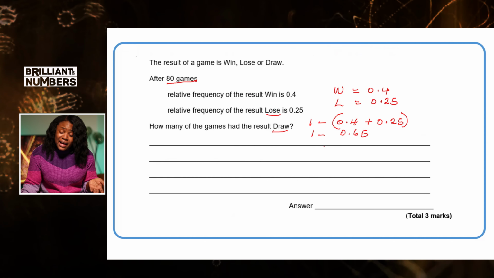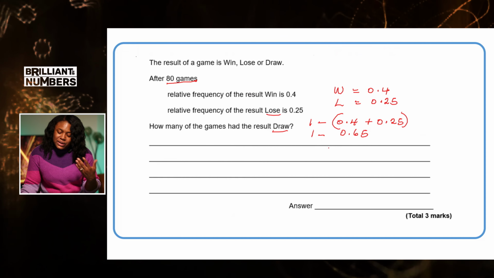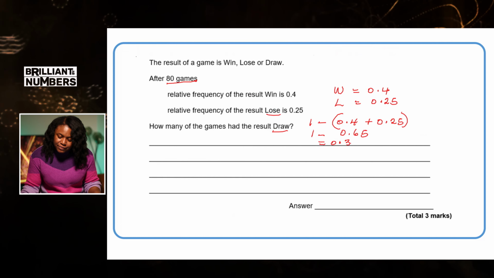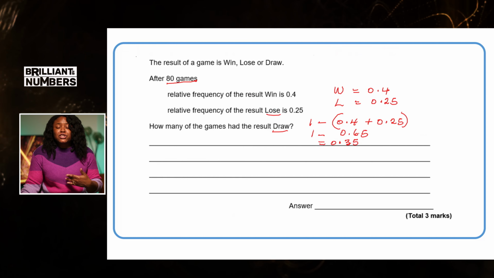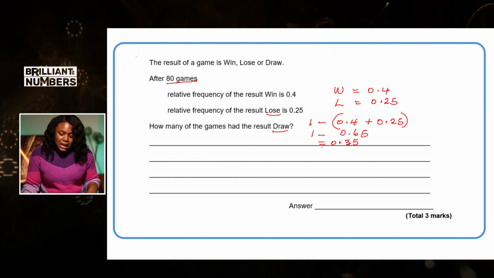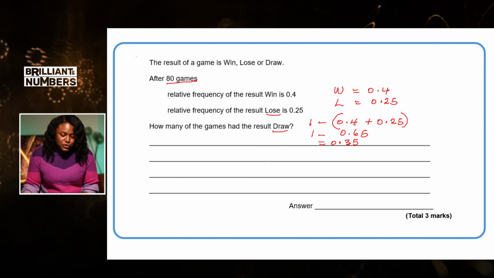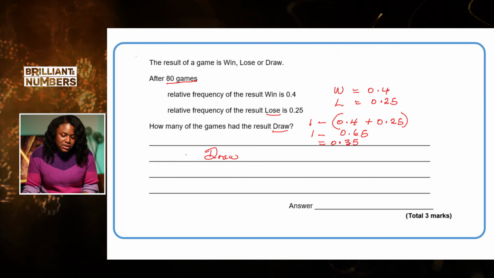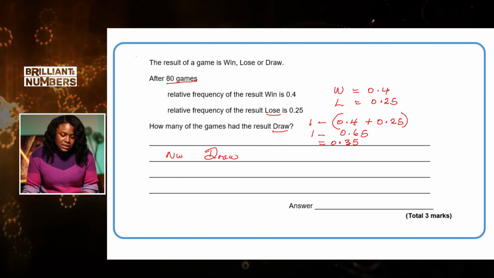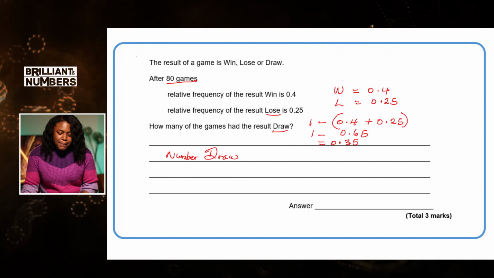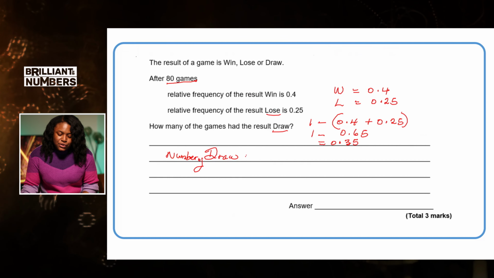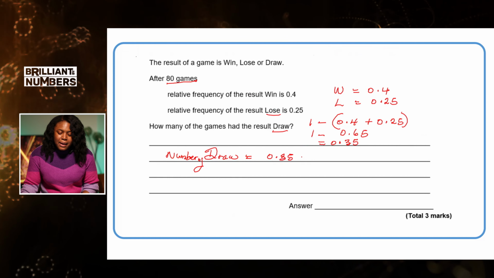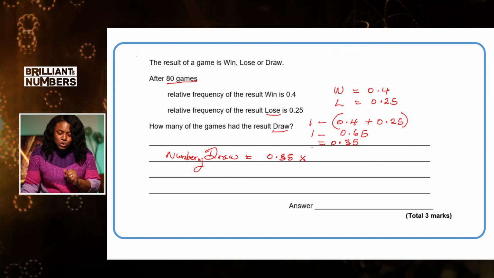Now subtracting this from 1, so we can think about it as 100 as well. 100 take away 65 is 35. So therefore, if we're doing a decimal, we're clearly going to get 0.35. And we just do a simple check and make sure that gives us 1. And now we've got our relative frequency for draws. So we're going to just write here, the number of draws, since that's what we were asked to find. So the number of draws will be equal to our relative frequency, which is 0.35, multiplied by the number of trials, which is 80.